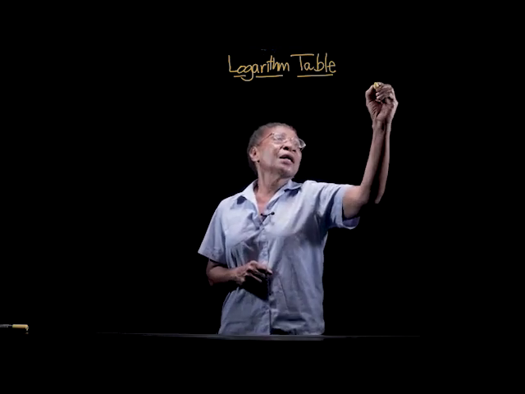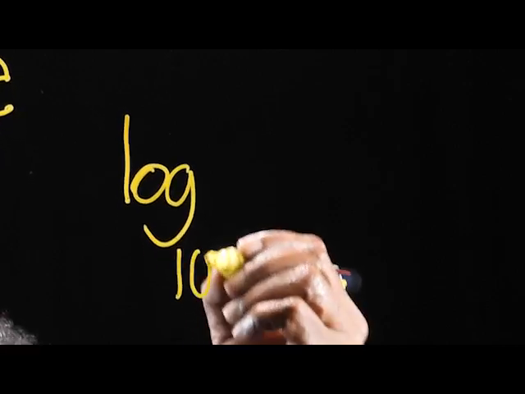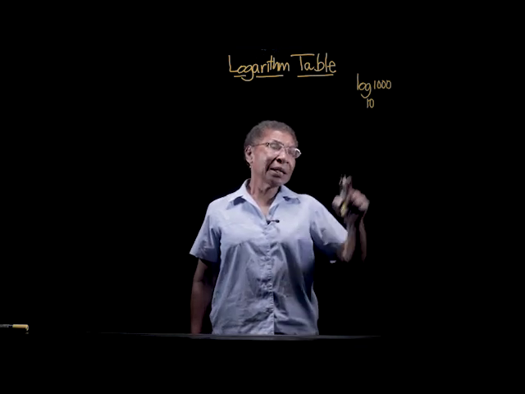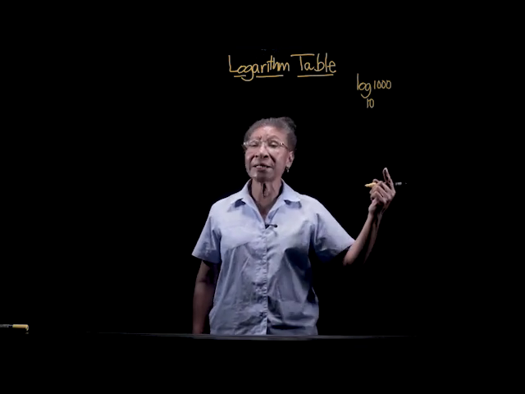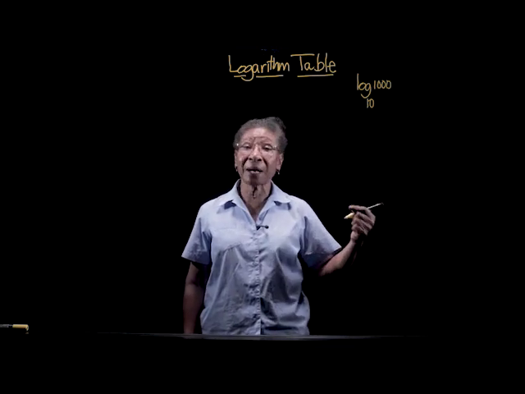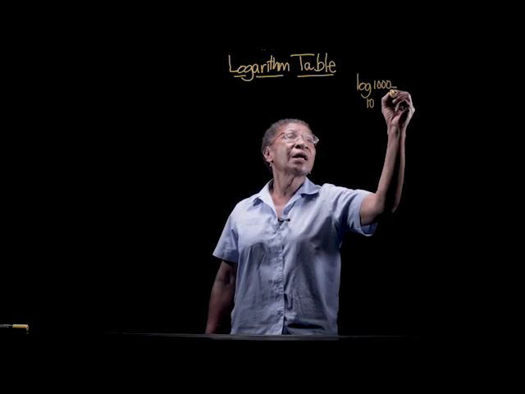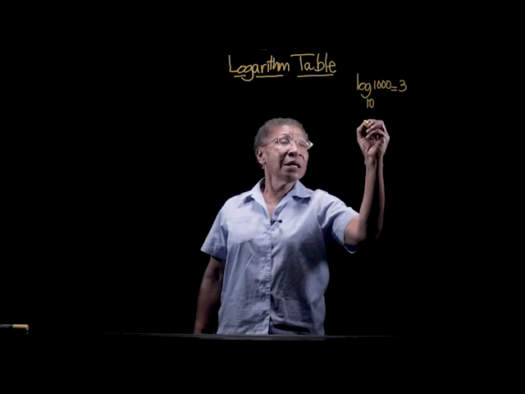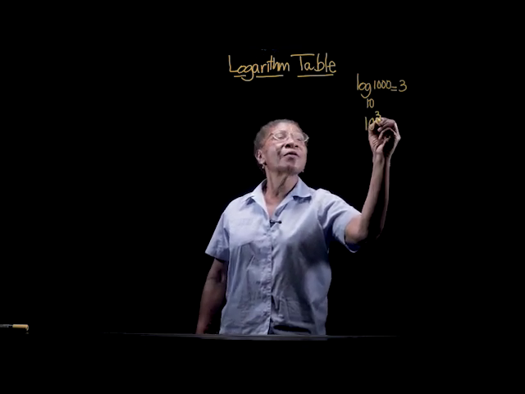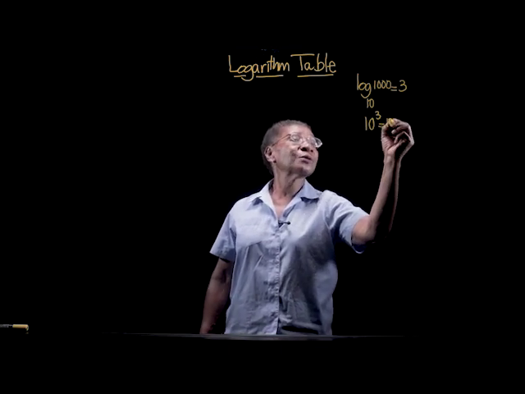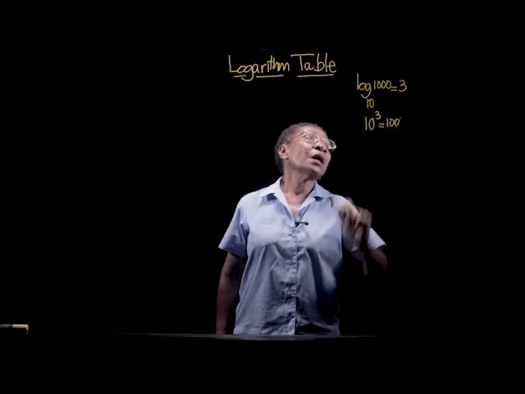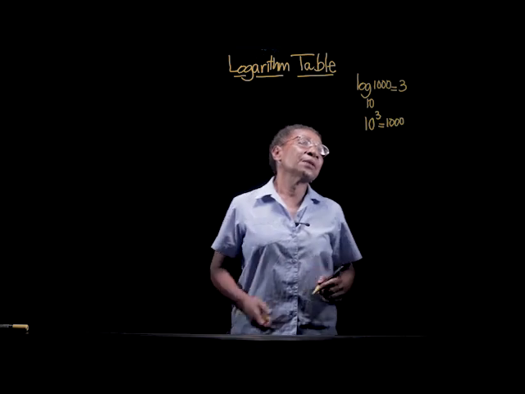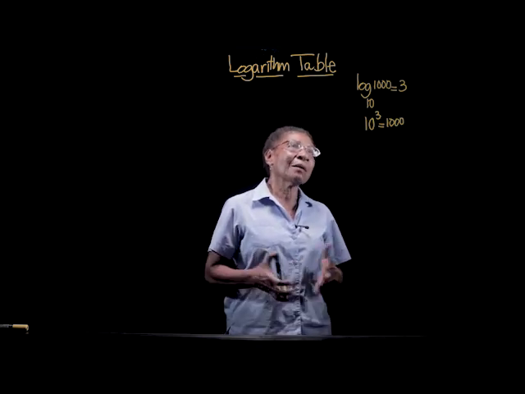If I have log base 10 of 1000, the base is 10, and we want to know how many times 10 is multiplied by itself to give 1000, and that is 3. If expressed in index form, it would be 10 to the power of 3 is equal to 1000.